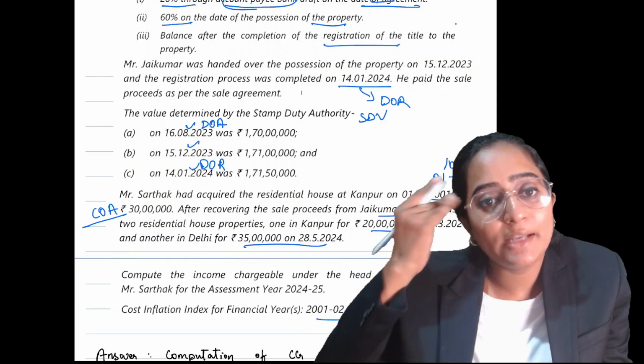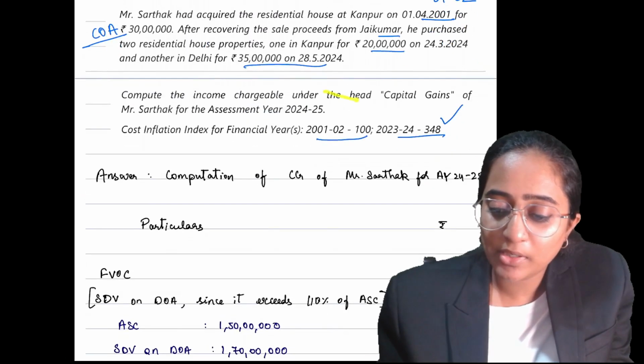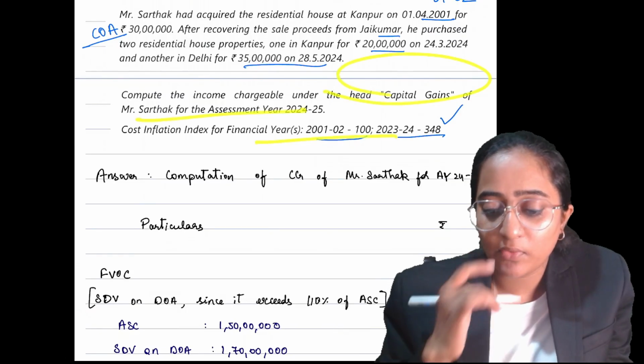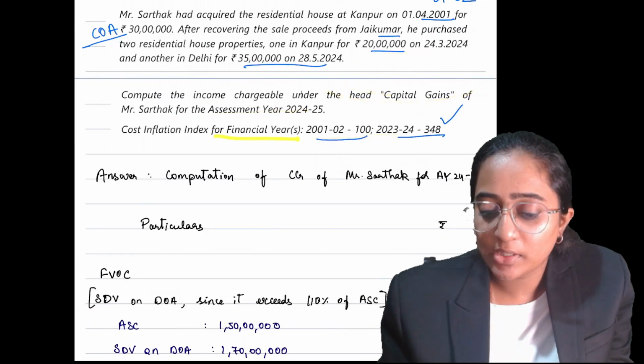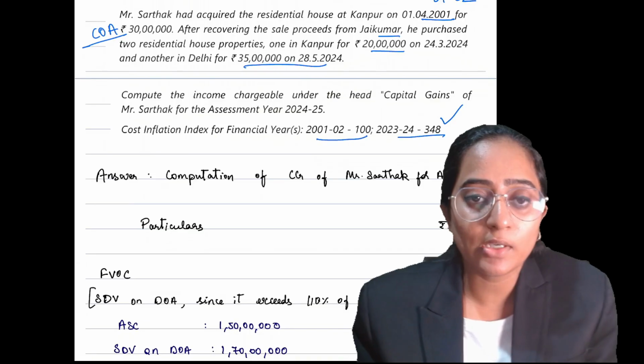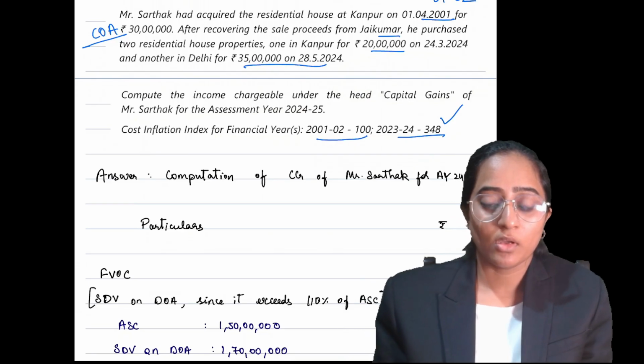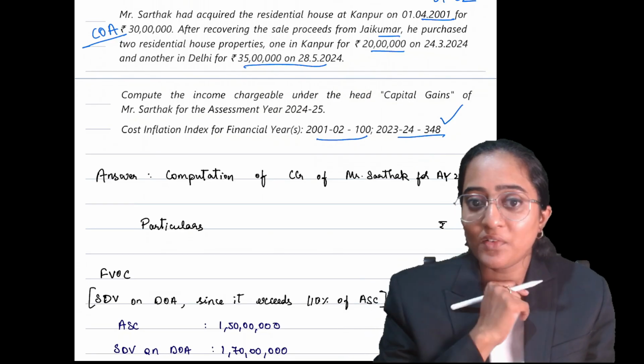That is on 28/5/2024. Compute the income chargeable under capital gains of Mr. Sarthak for AY 24-25. Cost inflation index for financial year 2001-02 is 100. Okay. 2023-24 is 340. So try to understand, people, what they are trying to tell.